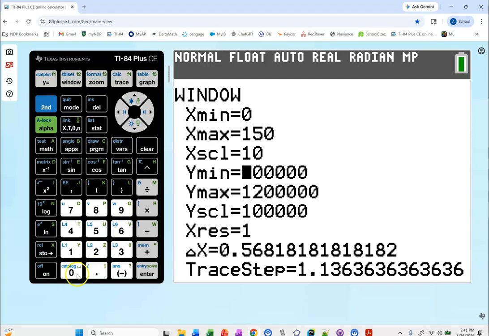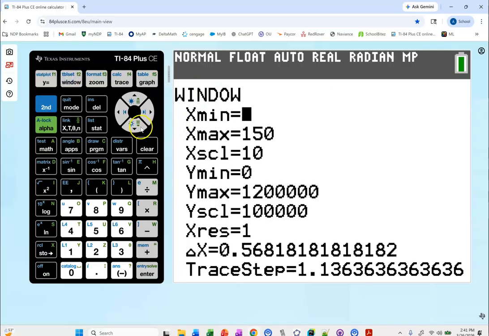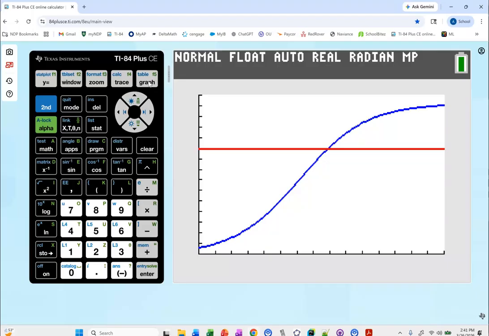My y minimum should be 0. That's the lower horizontal asymptote. And my y max should be the upper horizontal asymptote, which is the numerator of the fraction. Now, I'm not going to type that all in. I would say 1.5 million is close enough for us. So I'll do that. And then let's hit graph.